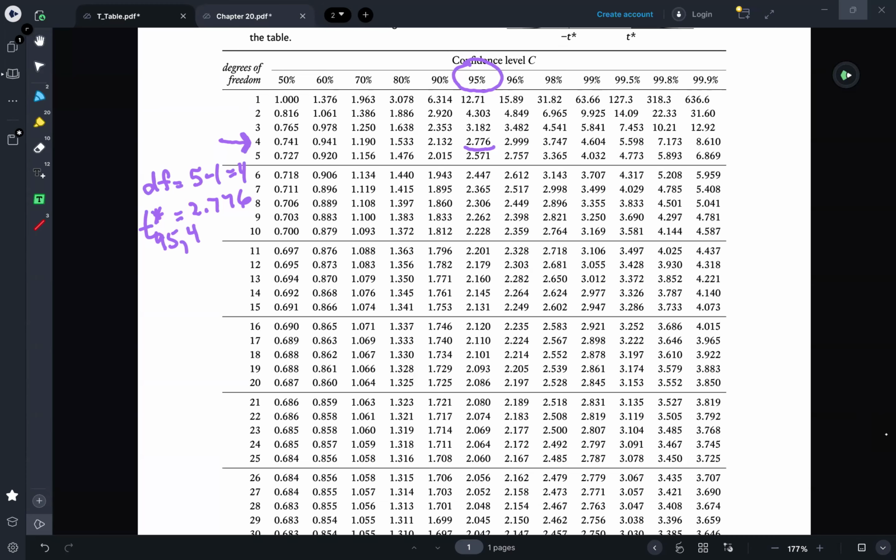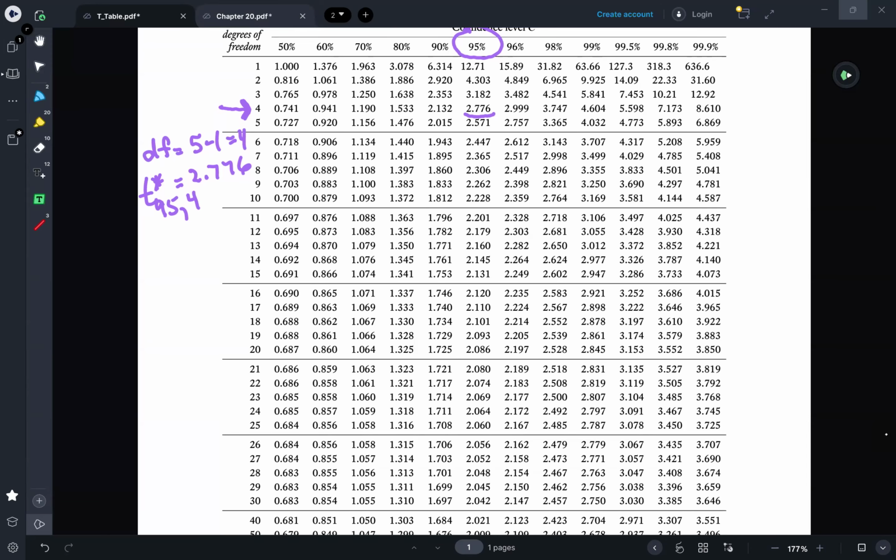Okay, let's see another one. Let's say n equals 16. Degrees of freedom then would be 15, and our T star on 95 would be, so we're going to look at 15, this row here, and it would be 2.131. And that's the value we would use for our confidence interval.